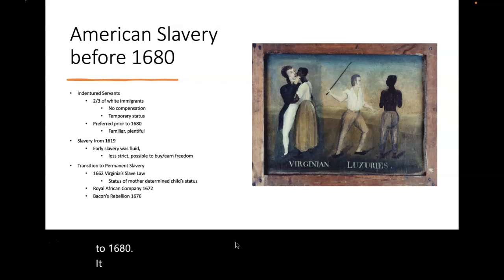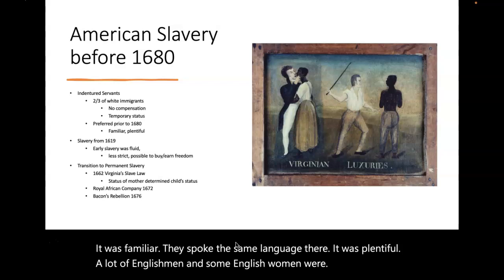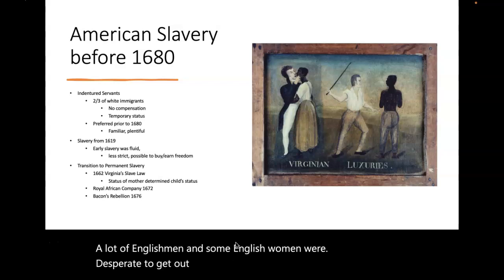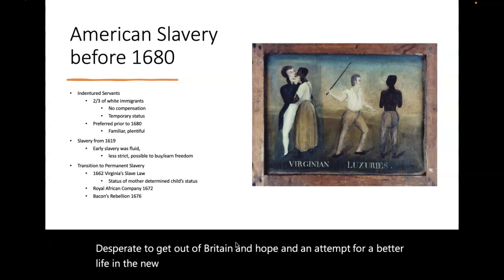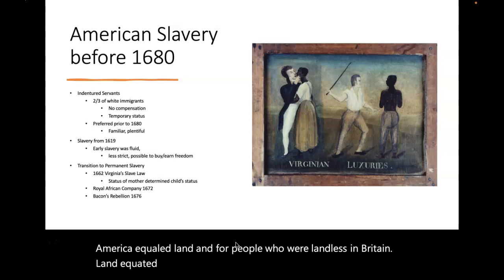It was familiar. They spoke the same language. It was plentiful. A lot of Englishmen and some English women were desperate to get out of Britain and hoped for a better life in the New World. America equaled land, and for people who were landless in Britain, land equated wealth and power. And so the hope for land ownership was always what was being sought.